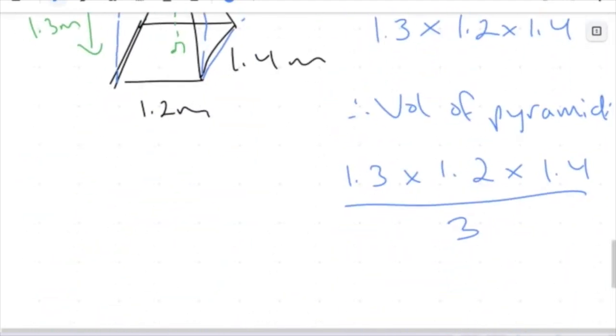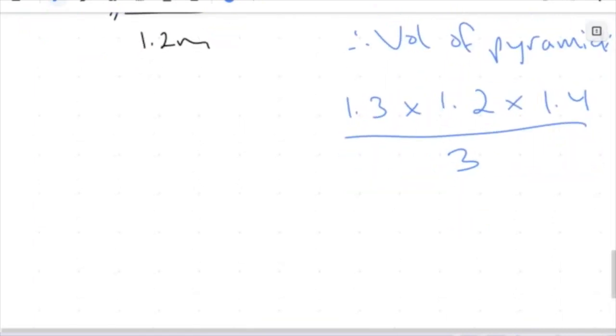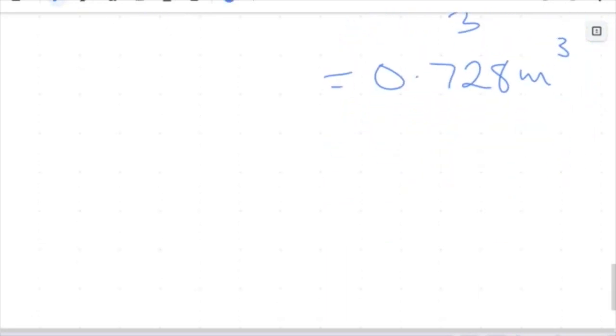Applying that to this question, we get a total volume of, rounded to 3 decimal places, 0.728 meters cubed. Remember, we have to put a cubed here because we are looking now at volume. We are looking in 3 dimensions. Now, a cone works in a very similar way. A cone ends up being a third of, have a think what shape it may be a third of.